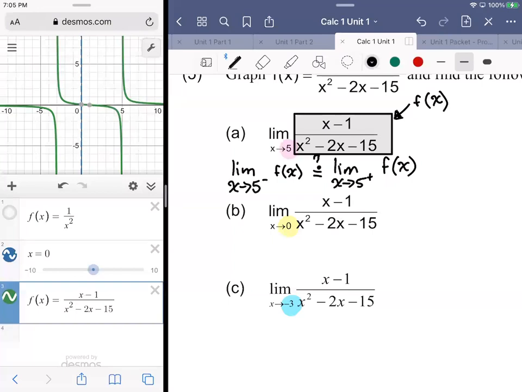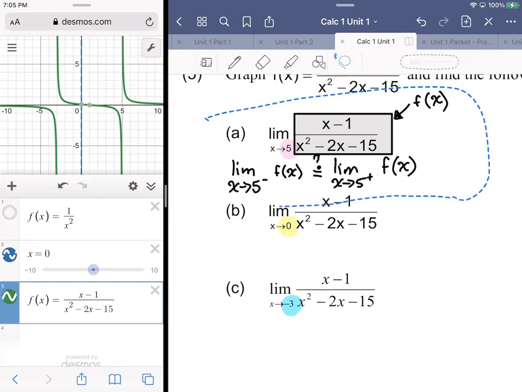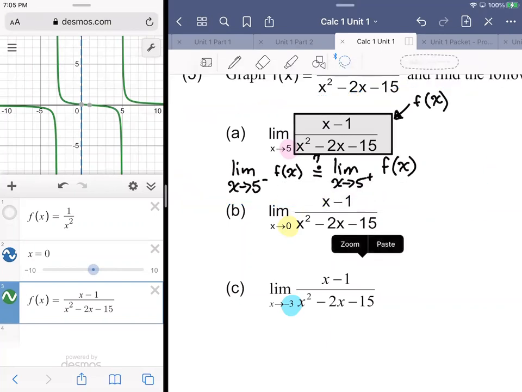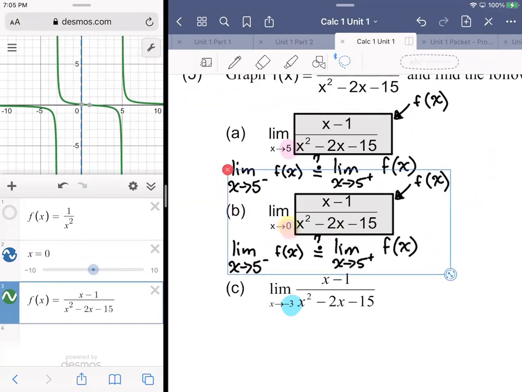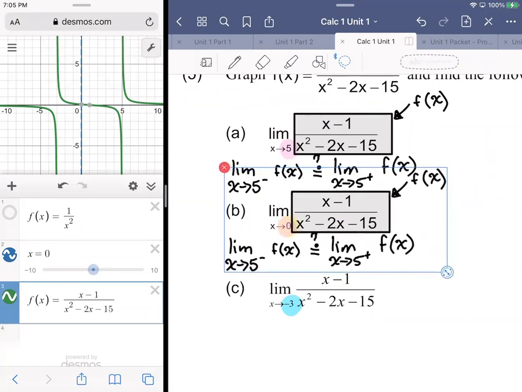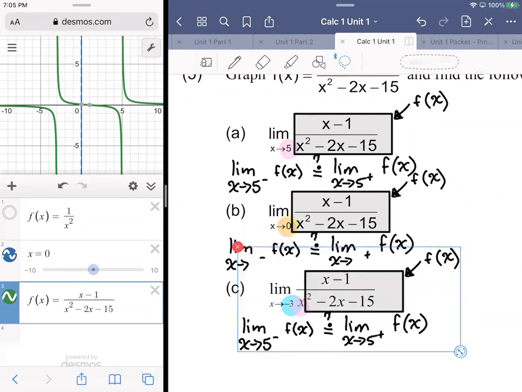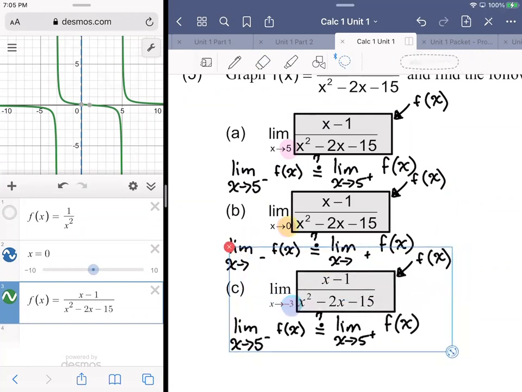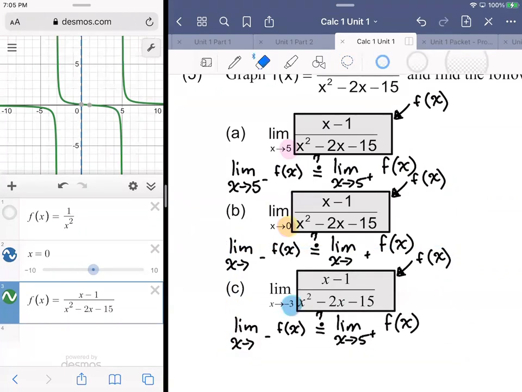All right, then we have to do the same thing again. This time I'm approaching 0 from the left and from the right, and then finally approaching -3 from the left and right. All right, so 0. And then -3. So a couple of zeros here, 0, 0, -3, -3. All right.